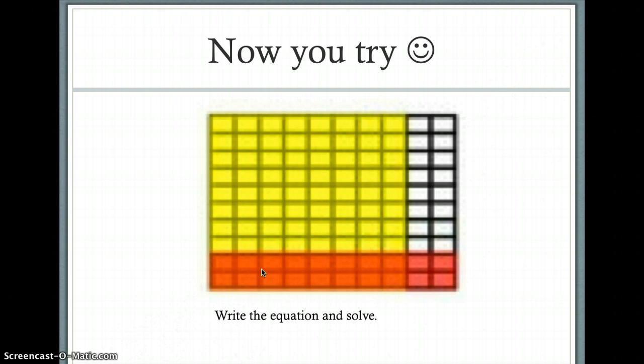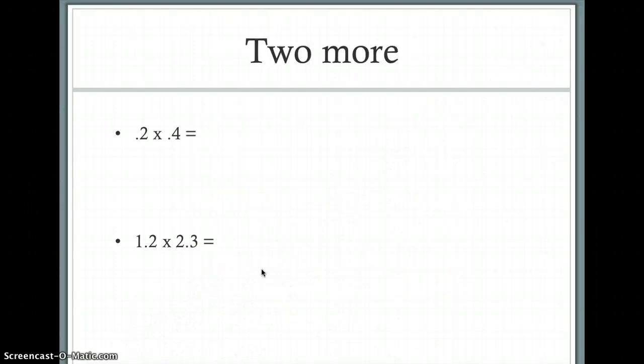So here's one I want you to go ahead, write the equation and solve for what this area model is showing. You're going to bring this one in tomorrow along with the two problems here. So make sure you do the area model, and then you also do 2/10 times 4/10. And then I want you to try and see what you can do with 1 and 2/10 times 2 and 3/10. I bet you can probably figure it out.